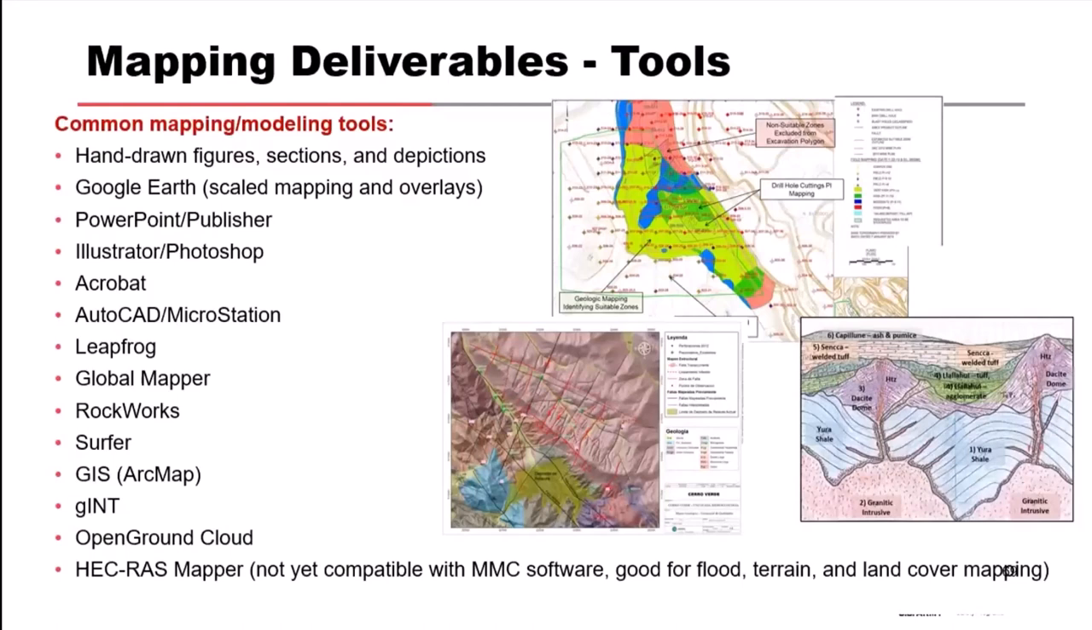Other graphical creation type software, Illustrator, Photoshop, all these down through the Open Ground cloud, which is where we are now. And Amy's going to talk about some of that and what we can do with that moving forward.